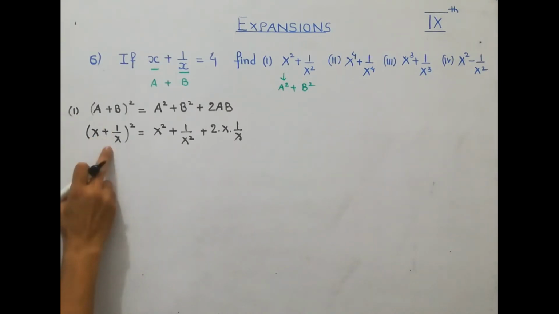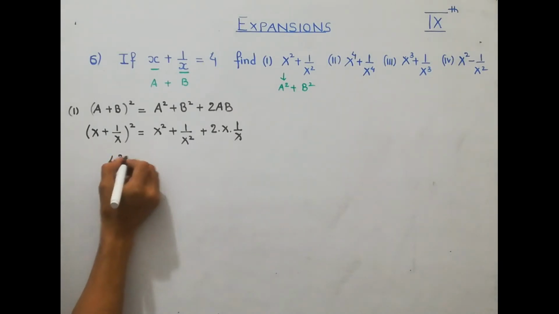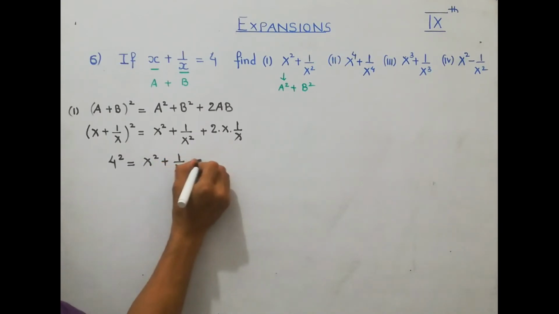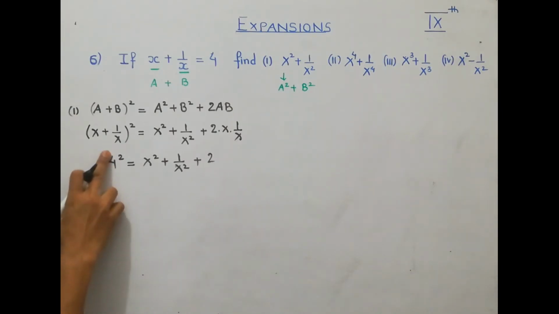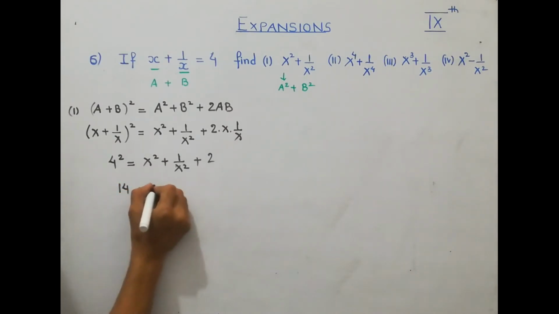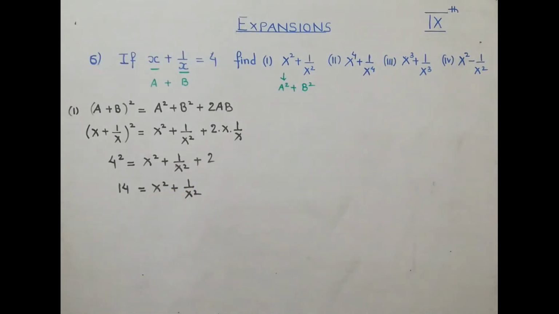Now x plus 1 upon x, this value is known to us as 4. X and x will cancel, this will be plus 2. So this will become 16 and then this will become minus 2. So 14. So this is the answer for the first part. See? Hope it's clear to all. Now second part, very important one.